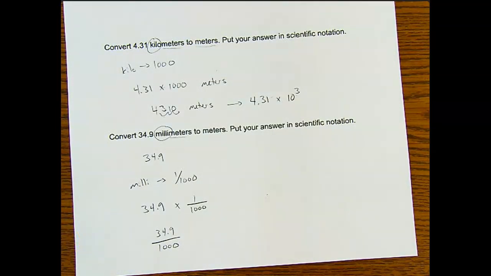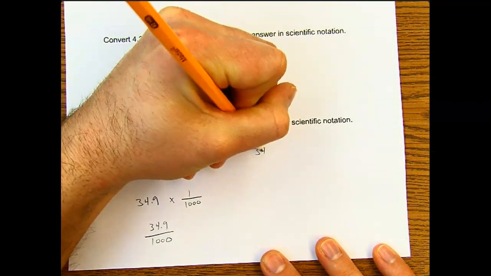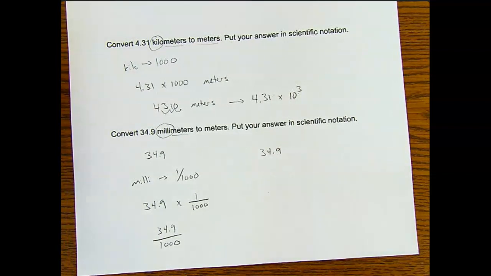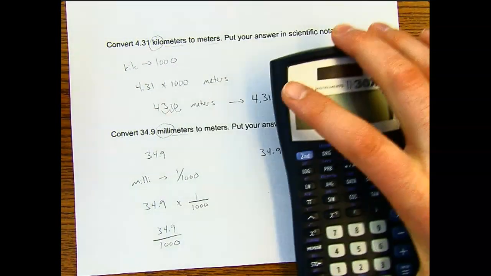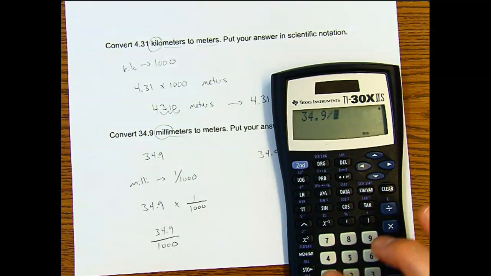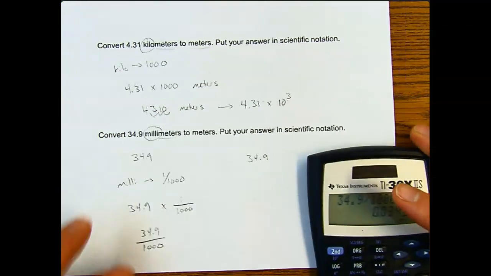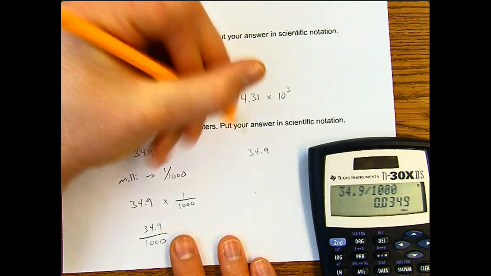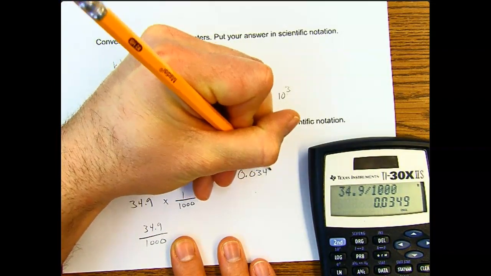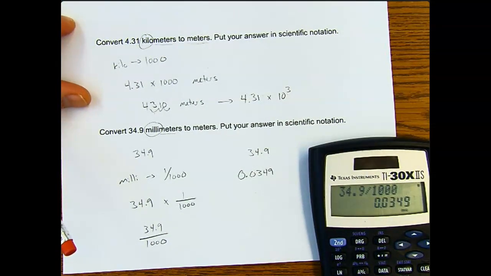So we don't really need to put that into a calculator. What we're really doing here is taking 34.9. Well, we could put it in a calculator. Let's just see what that looks like, just so you guys believe me when I tell you certain things. 34.9 divided by 1,000. Okay, so you can see now in decimal form, that would be 0.0349.